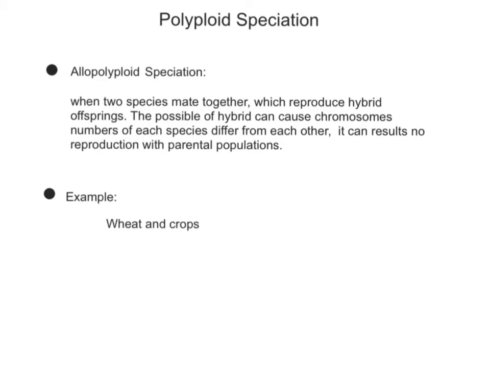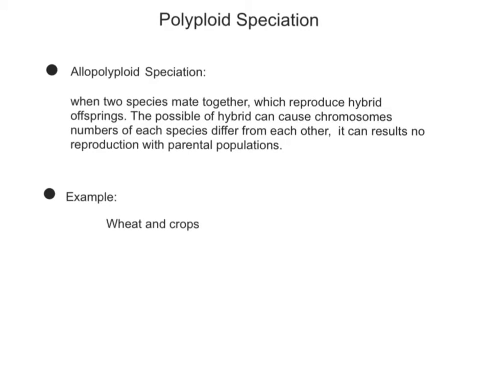Actually, polyploid speciation arises from sympatric speciation. So today we're going to talk about the first type, which is allopolyploid speciation. The definition is that when two species mate with each other, they reproduce hybrid offspring, and the hybrid can have a chromosome number different from each of the parent species. It also can cause no reproduction with parental populations, which is the fertile populations. The fertile populations can form later with other hybrid mating events, or it can result in errors in cell division. So the example I gave is wheat and crops.